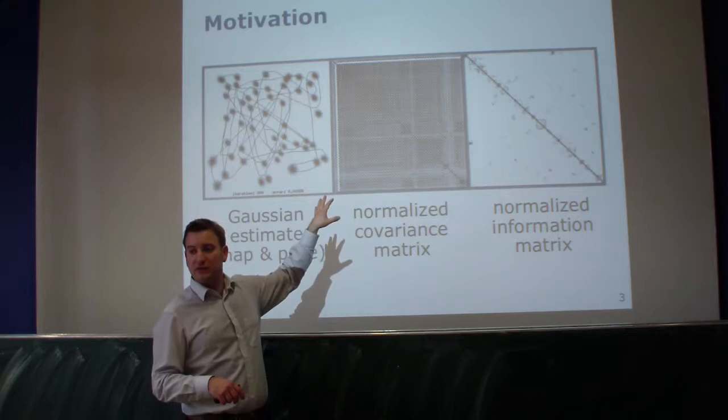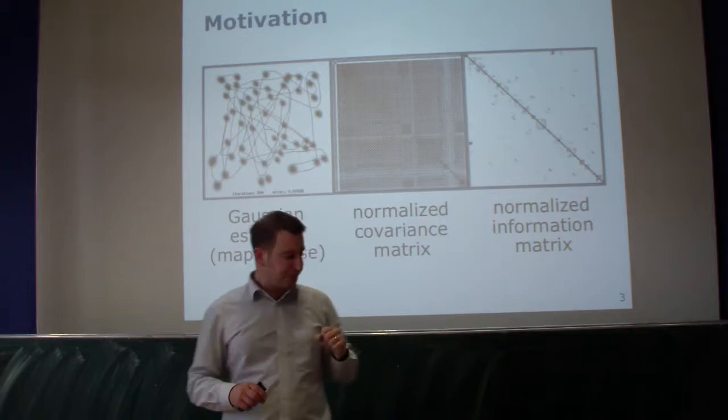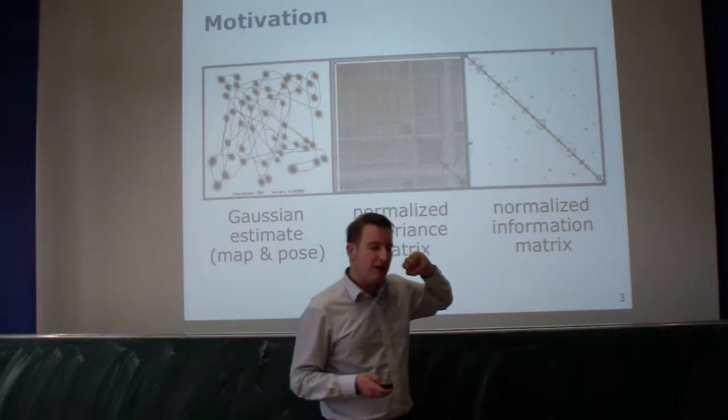If you look, however, at the corresponding normalized information matrix, so if I invert this matrix, I end up at this matrix. What you can see in this matrix is that only a few entries have large values, and all the others look as if they were zero. The important thing is they are not zero.